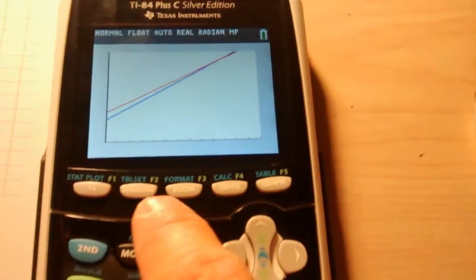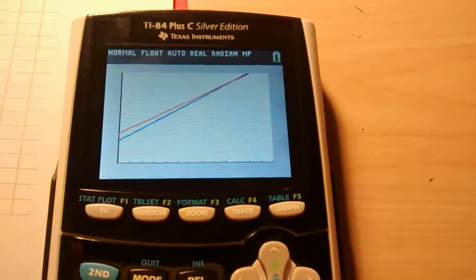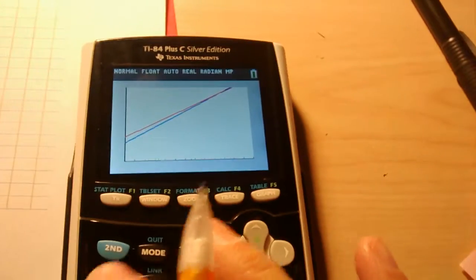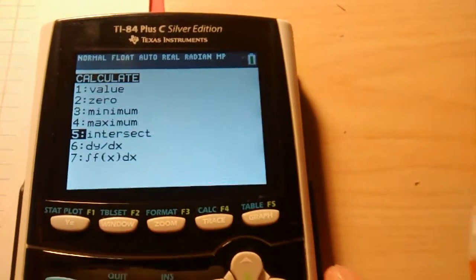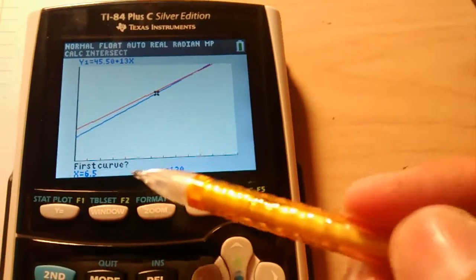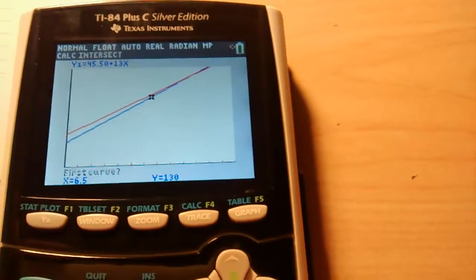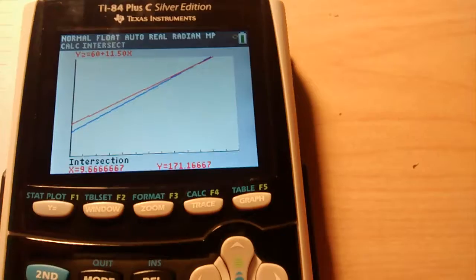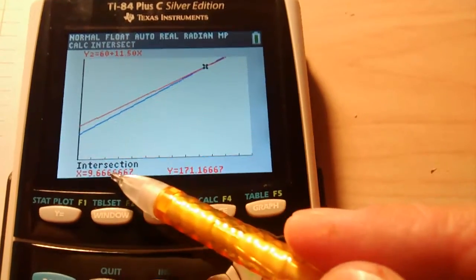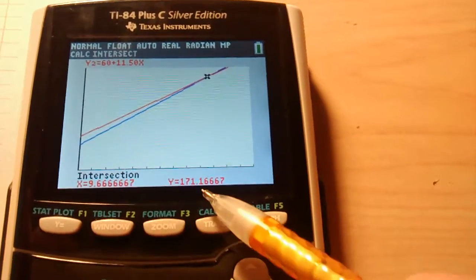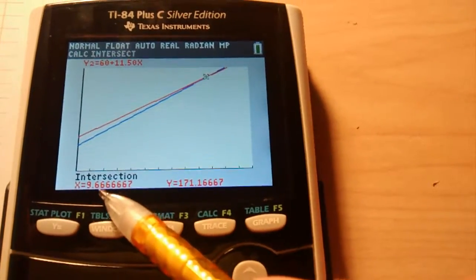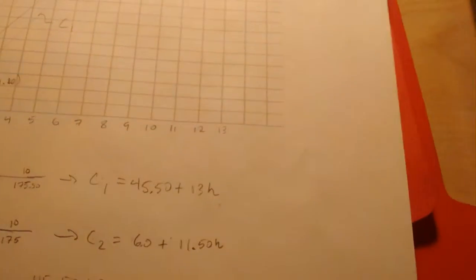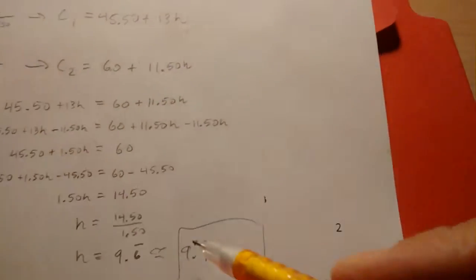So the third step is to do calc, sorry, calc right there, second trace. And then down to intersect. So three questions here, just got to hit enter three times. 1, 2, and 3. And so there it is. There's our answer, 9.6 repeating, and then that actually gives us the cost there. That's just nice. But there's my answer, 9.7 approximately months. I'm sorry, not months, hours there.